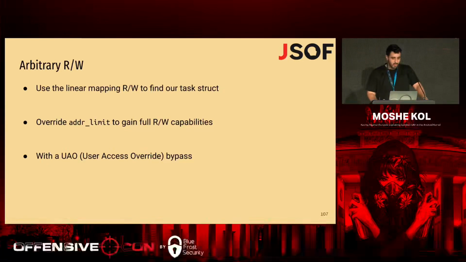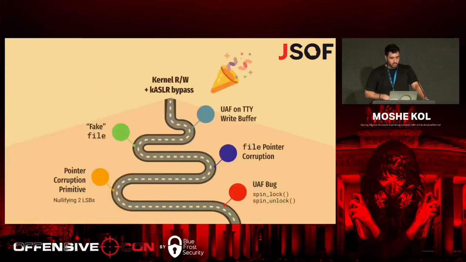So we used the primitive we just gained to find our task struct and change the addr_limit to gain full read-write capabilities. And we also have a technique to bypass user access override, which is a feature in ARM. So at this point, we achieved our ultimate goal, which is kernel read-write, and we bypassed KASLR.